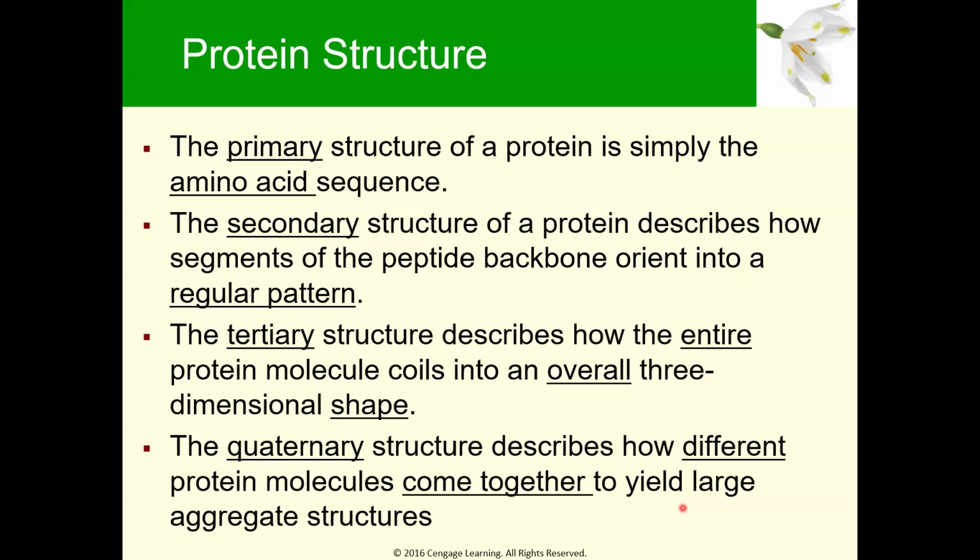And then finally, as I said, most proteins, to my knowledge, are not just one chain of polypeptide, a bunch of amino acids connected together. It's usually multiple of those, 2, 3, 4 of those coming together in a certain specific way to give the protein a function. And that's what's reflected in the quaternary structure. Quaternary structure describes how different protein molecules come together to yield large aggregate structures. I mentioned earlier that hemoglobin, the reason why it works the way it works is because it's 4 different proteins that come together and interact in a very specific way.